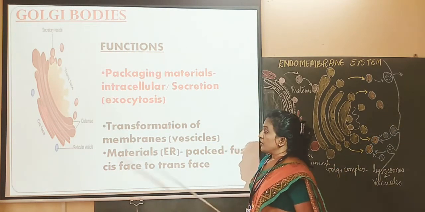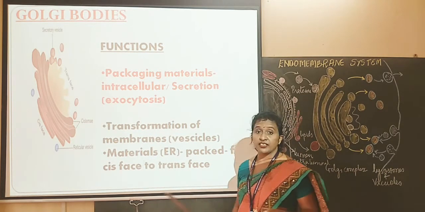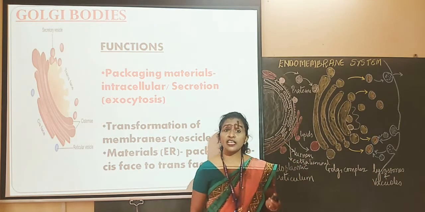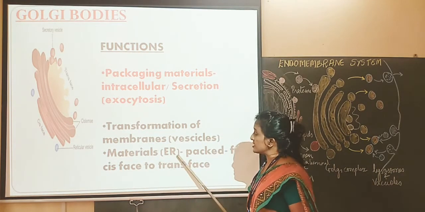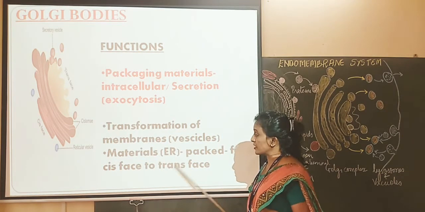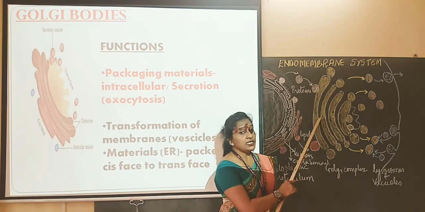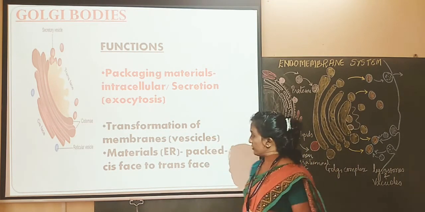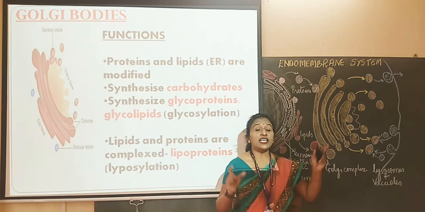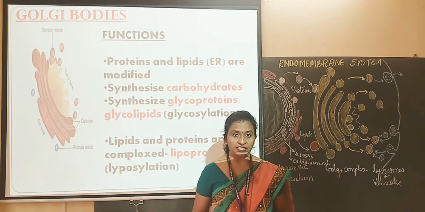It also helps in the transformation of membrane, for example formation of vesicles which will later form lysosomes, and also the materials that are sent from the endoplasmic reticulum are packed at the cis phase and then released at the maturing phase. So the Golgi apparatus plays a very important role in synthesizing carbohydrates.